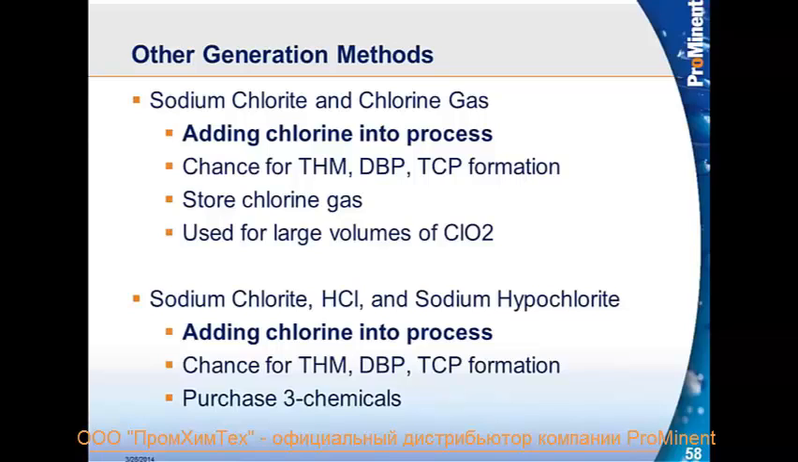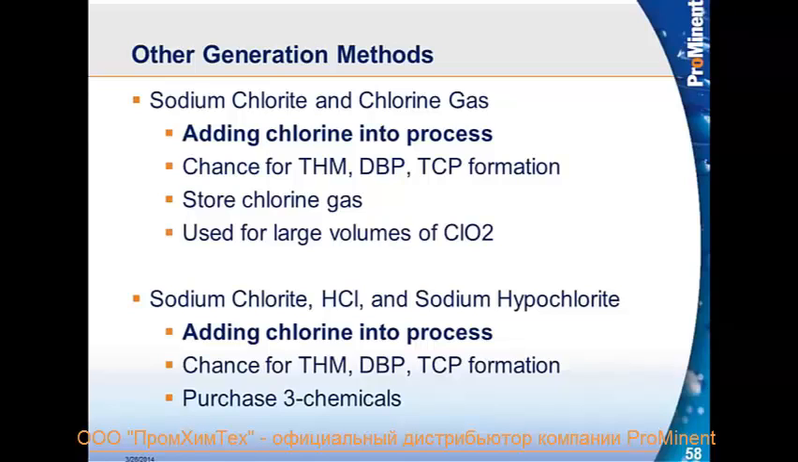With this method, you have to store chlorine gas, which I know a lot of people are trying to get away from, but this method was really used to generate large volumes of chlorine dioxide, and actually still is today. A second method is using sodium chlorite, hydrochloric acid, and sodium hypochlorite, or bleach. Once again, you're adding chlorine into the process.